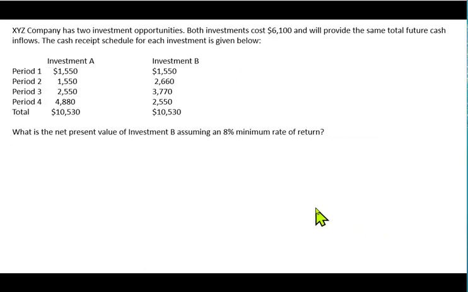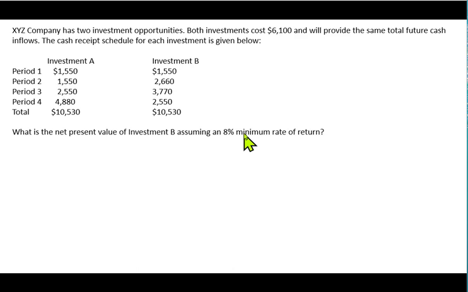Okay, our next question. XYZ company has 2 investment opportunities, just like the last one. Both investments cost $6,100 and will provide the same total future cash inflows. So you can see that investment A, you get a total cash inflow at the end of 4 years of $10,530. Investment B, you get the same total of $10,530. And the cash receipt schedule for each is shown below. And they want to know what is the net present value of investment B, that's this one, assuming an 8% minimum rate of return.